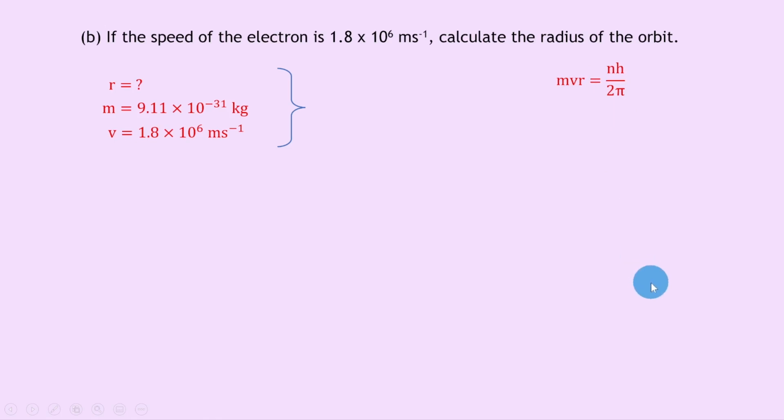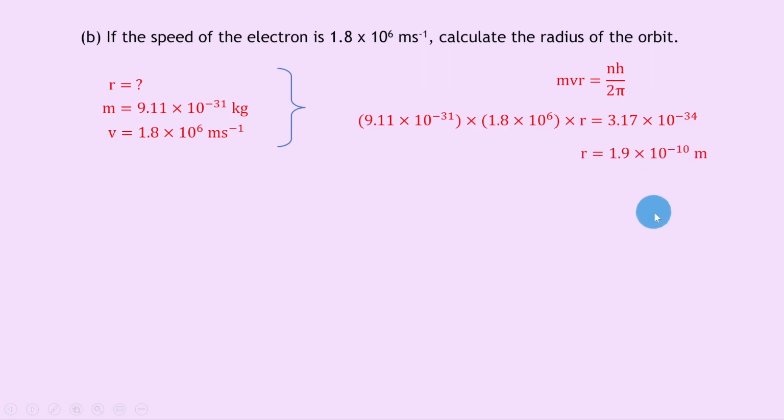So we can substitute in the numbers to get 9.11 times 10 to the minus 31 times 1.8 times 10 to the 6 times r equals 3.17 times 10 to the minus 34, which was our answer from before. So now I would do the left hand side in your calculator and then divide 3.17 times 10 to the minus 34 by your answer to get r on its own. So we have r equals 1.9 times 10 to the minus 10 meters.